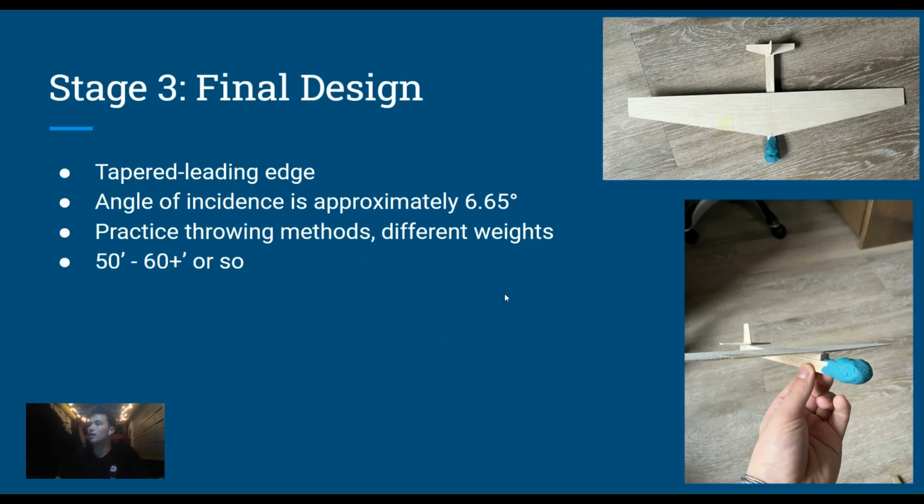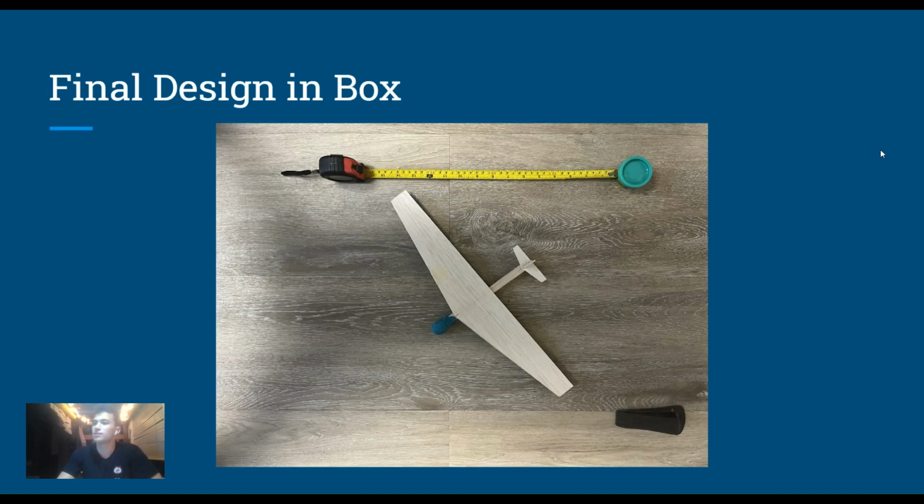And then finally, the big guy, the final design. I had this tapered leading edge here. The angle of incidence is about 6.65 degrees, like that. I practiced different throwing methods, adding different weights, and I was getting consistently around 50 to 60 feet in my throws. Here's my final design in a box.